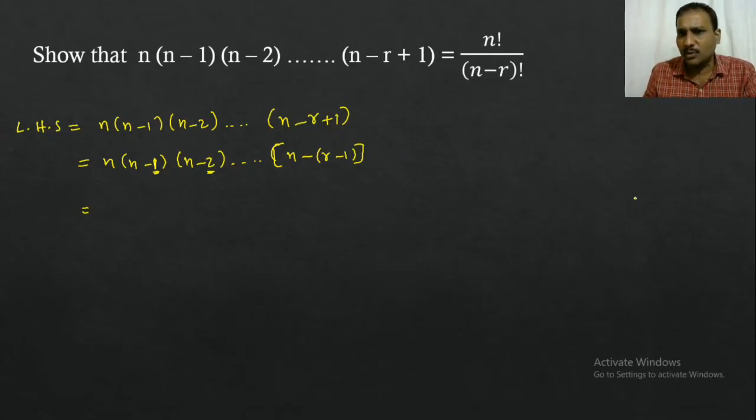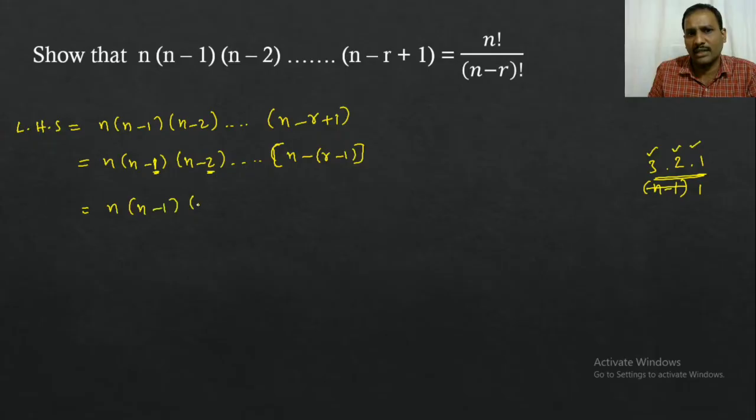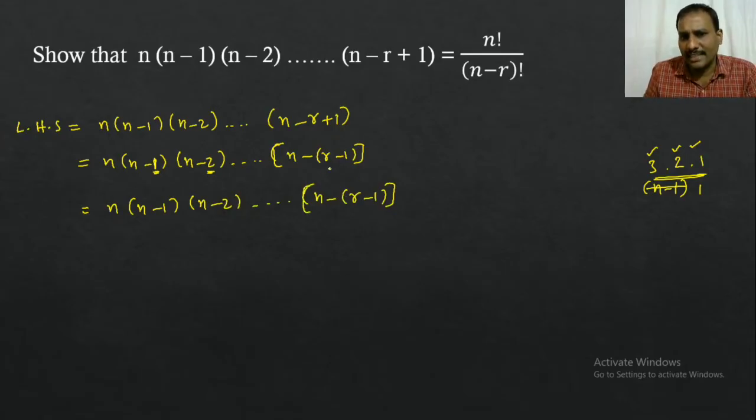Means up to n minus 1 or up to 1, 2 into 1, 3 into 2 into 1, you have to keep on subtracting the numbers. Now let us see what we have to do here. n into n minus 1 into n minus 2 so on, n minus r minus 1. The next number which we have to subtract is 1 more than this r minus 1. That is n minus, what is 1 more than r minus 1? r minus 1 plus 1, that is r.